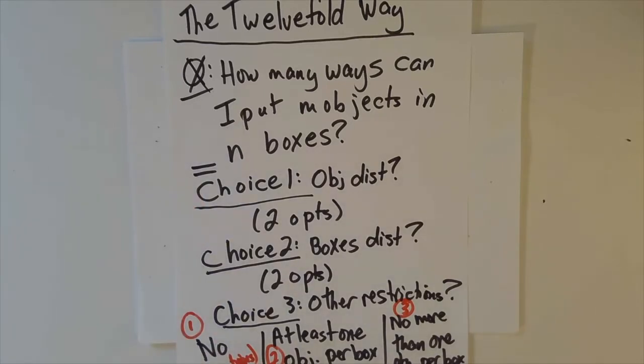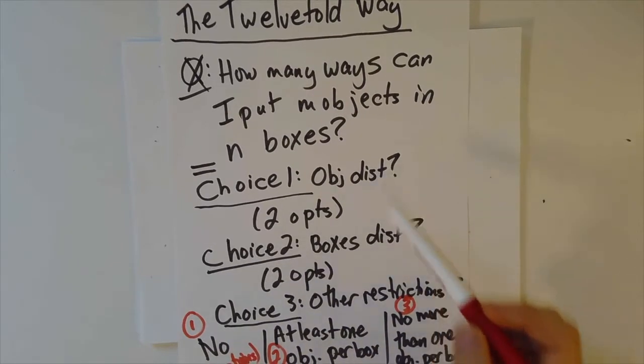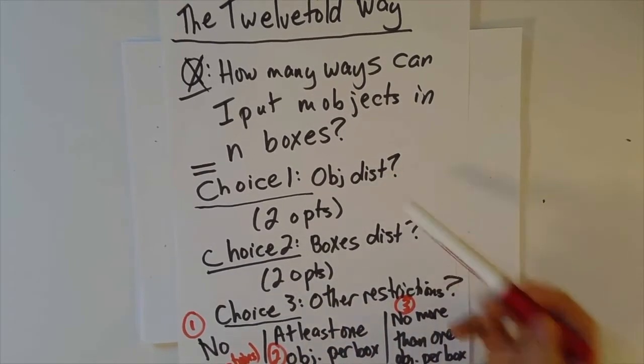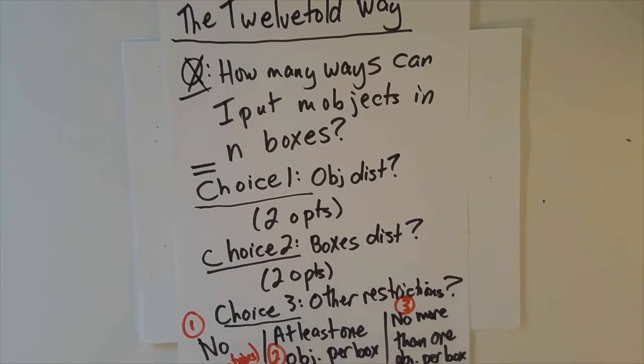And so the first one I want to do is the case where the objects are distinct, the boxes are distinguishable, and there is no restriction. So that means for each of the m objects, I have to choose which box to put it in.